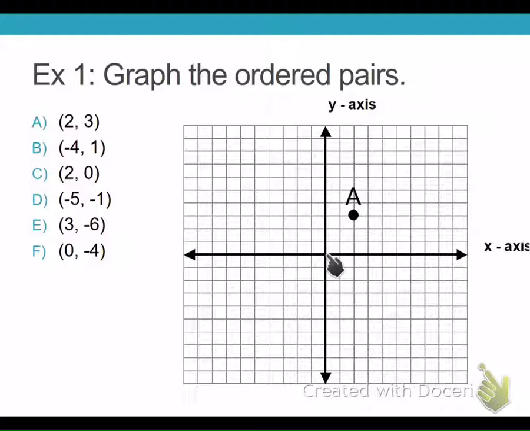All right, to graph negative 4, 1, we go back to the origin. We go left or right 4? Left 4. 1, 2, 3, 4. We go up 1. Boom. Put a point. Label it with a B.